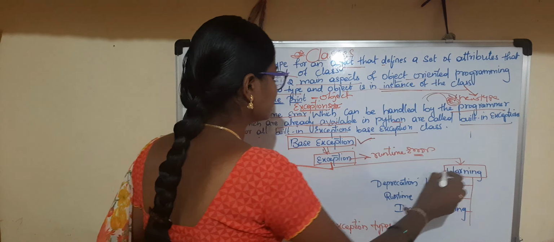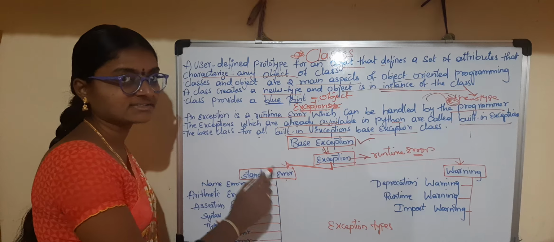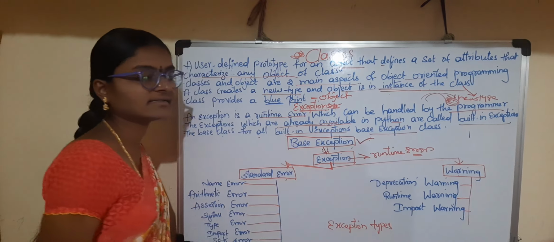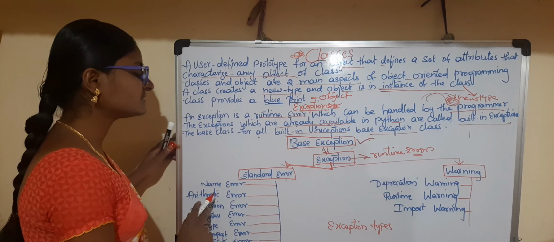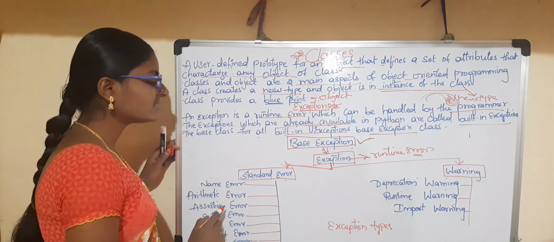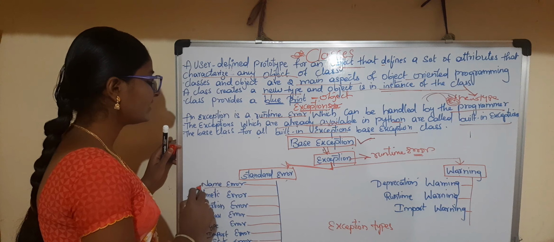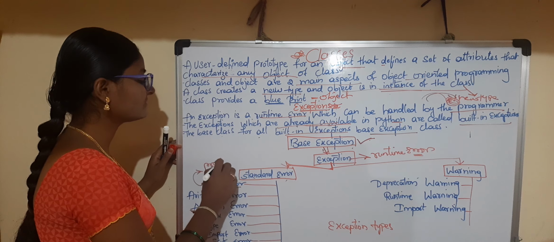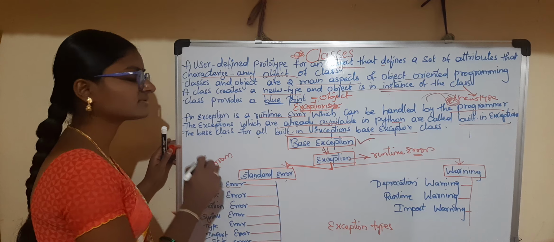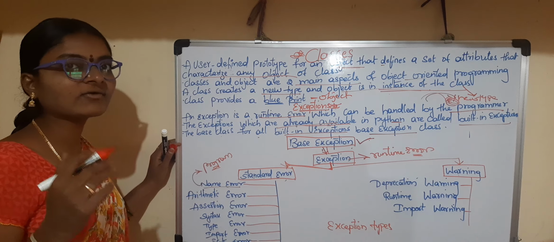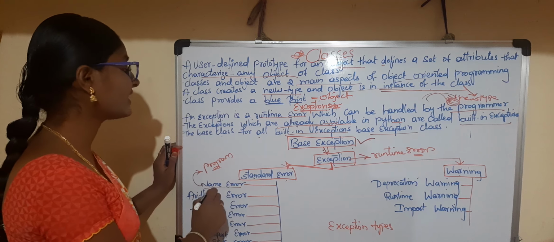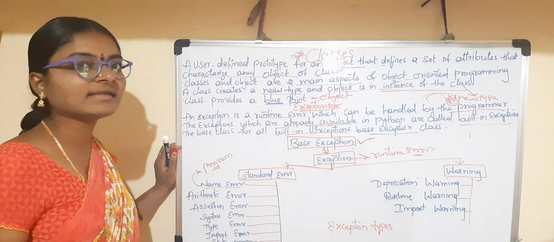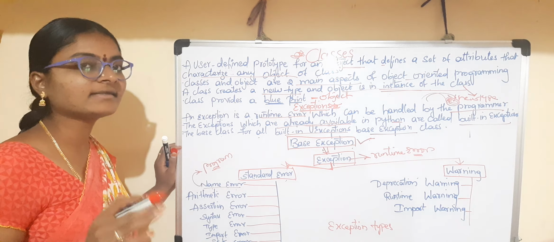One is standard errors. Next is warnings. Now we will see first the standard errors. How many errors are there? NameError. A NameError is nothing but our program has a specific name in which we are writing the code, and an error will occur if we make any mistakes in that name.